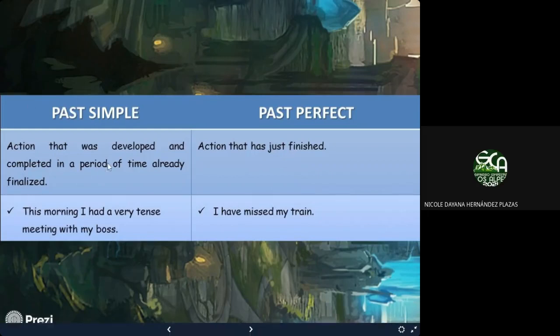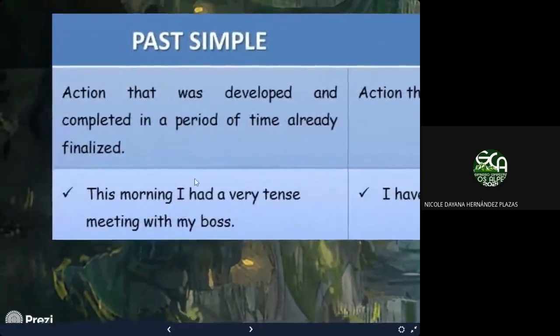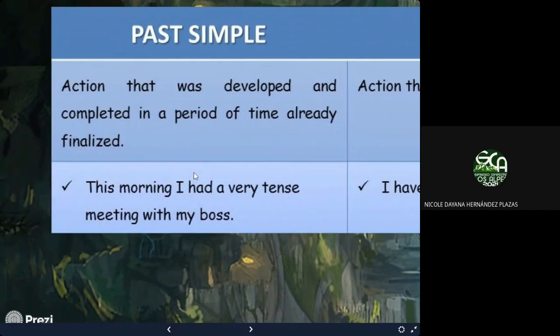Okay. So in past simple, guys, you are going to talk about actions that finish at a time. You have a time that has already finished. Un tiempo que ya se acabó. So, this morning I had a very tense meeting with my boss. Si se dan cuenta, tienen acá un tiempo específico. This morning, esta mañana. When you have a specific time like that, and you know that this morning is over, se les acabó.